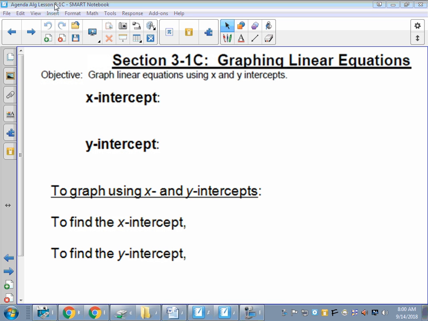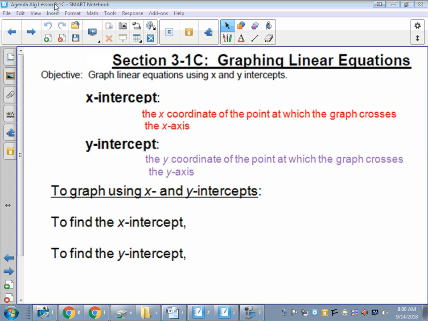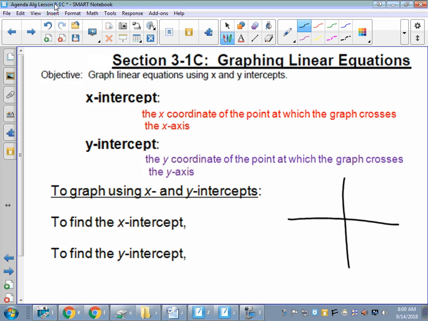So let's first start out with what an x-intercept is. The x-intercept is the x-coordinate of the point at which the graph crosses the x-axis. And the y-intercept is just the opposite. It's the y-coordinate of the point at which the graph crosses the y-axis. Let's think about that in terms of a graph. If I were to draw the graph down here, and it were to cross the x-axis here, what would the x-coordinate be?